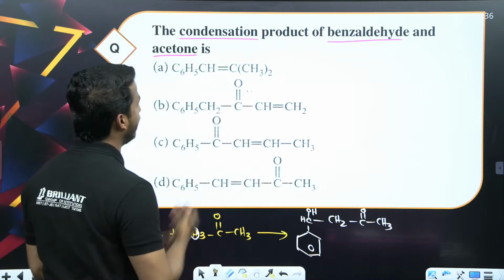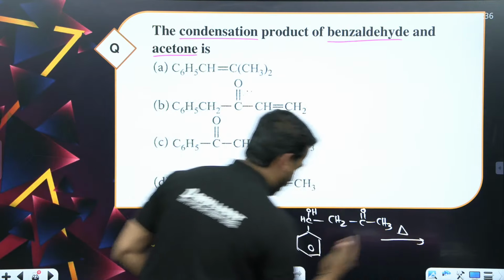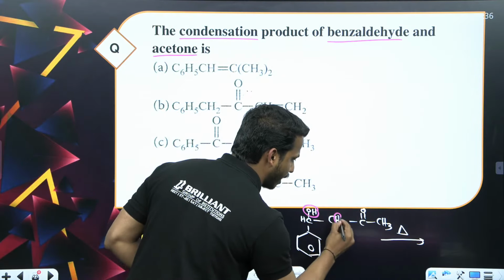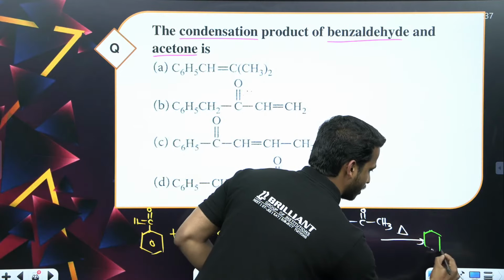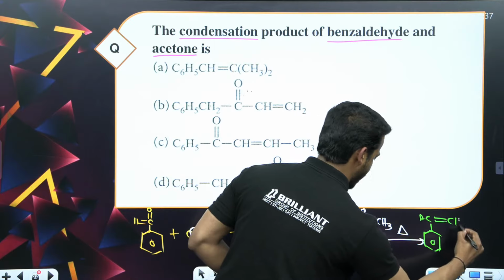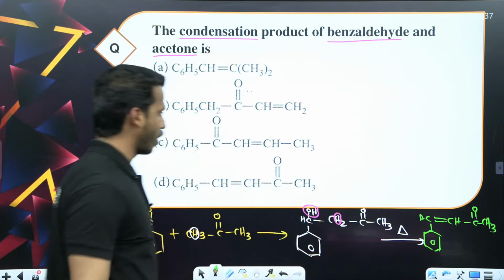On heating, I think they already did the condensation, right? Condensation means heating. In the heating process, you know that OH and one H, water, are eliminated. What will you get here? Benzene with CH double bond CH, single bond, CO, CH3. This is the product going to form.